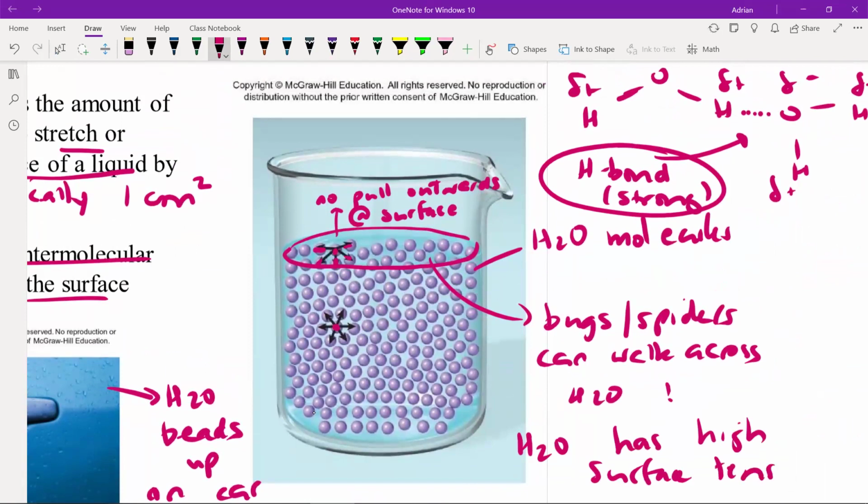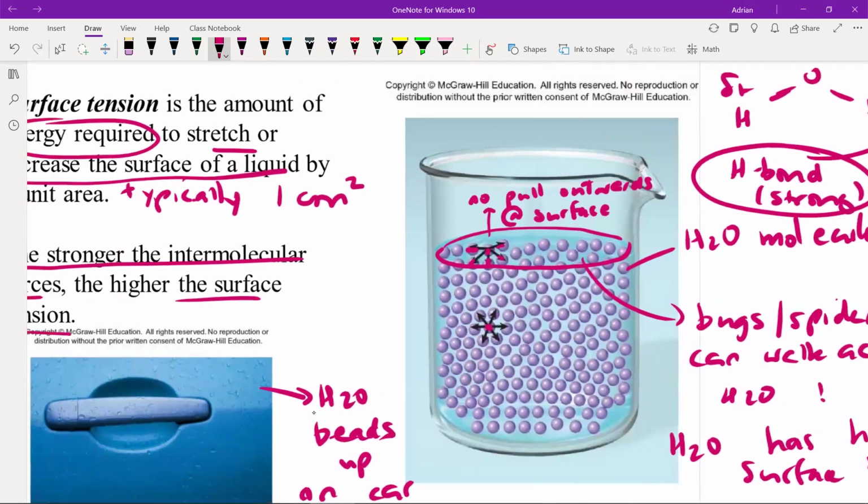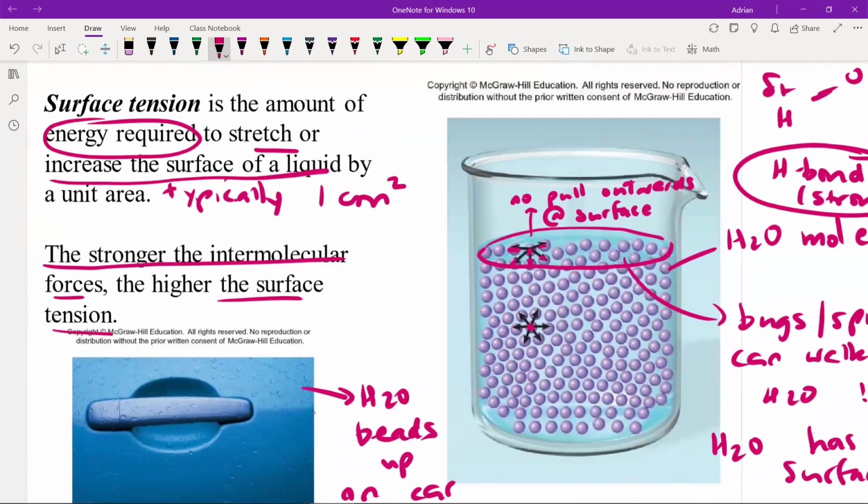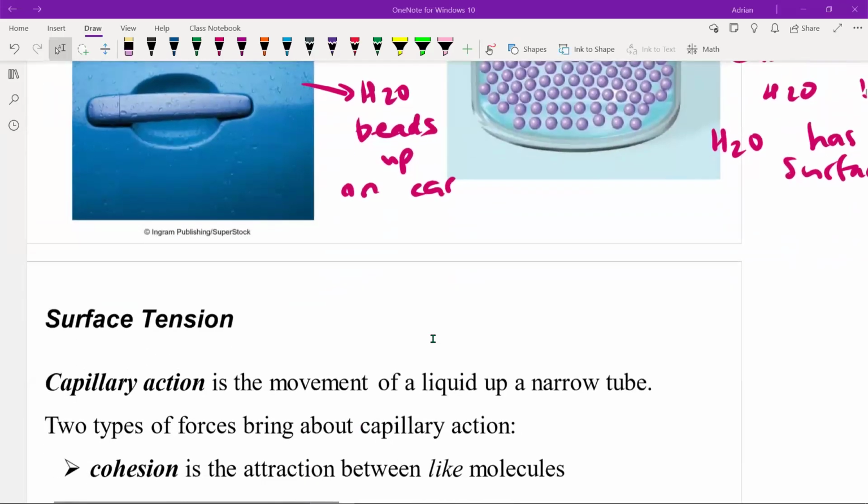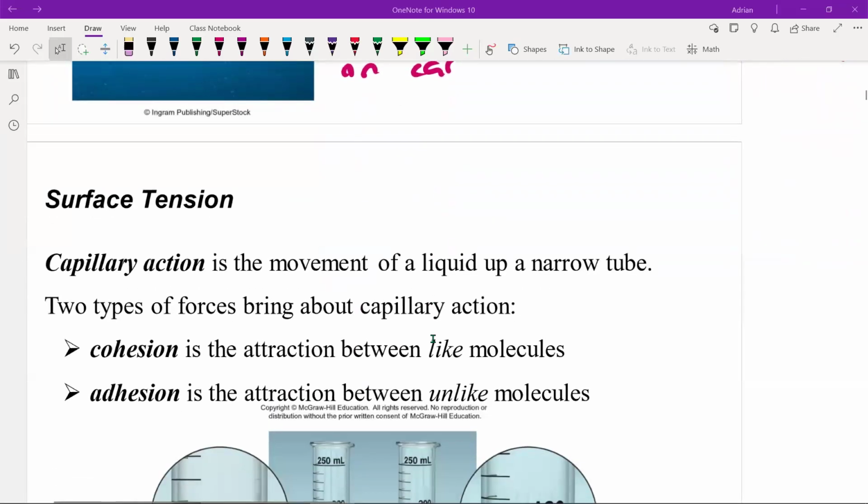Okay, and you can even test this on your own if you have a glass of water at home. You can carefully place something like a paper clip on the surface, and it doesn't sink immediately because it's held in place by the very high surface tension of the liquid itself. So another effect of the high surface tension of water is something known as capillary action, which is the movement of a liquid, in this case water, up a narrow tube.